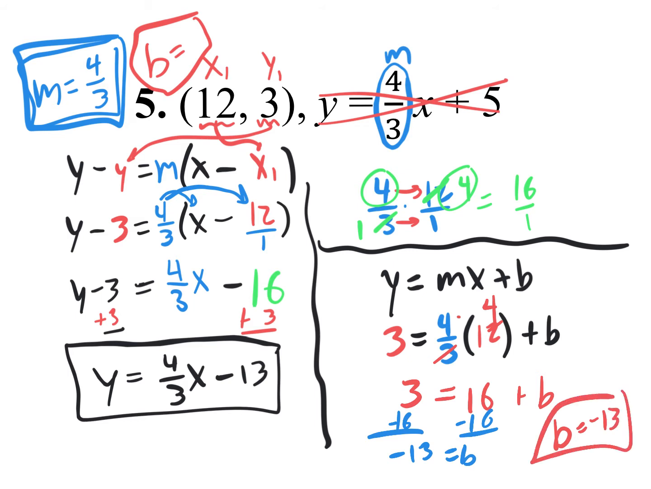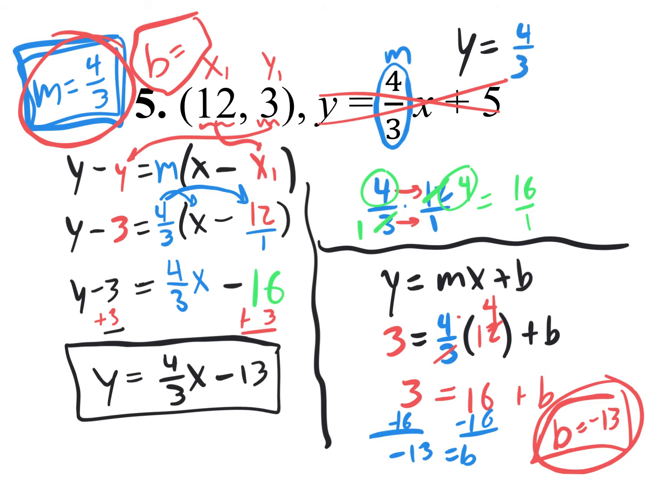So if we knew the m value, 4/3, and now we know the b value, negative 13, then we could write our equation in y equals mx plus b: y equals 4/3 x minus 13. So it's just another way, if you look down here, it's the same exact equation. It's just another way of doing it.